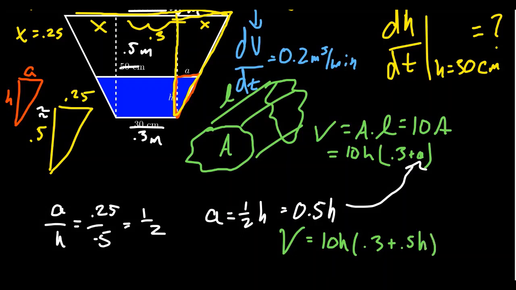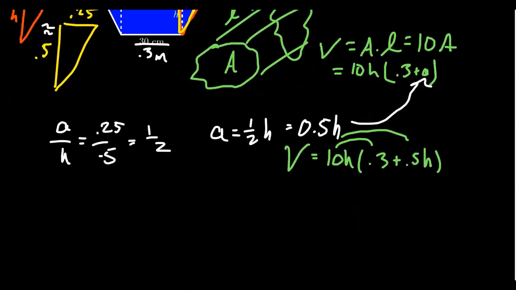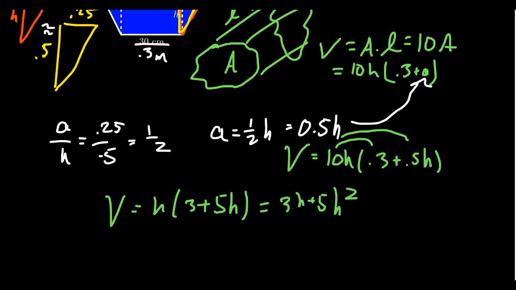And then just to simplify the arithmetic, I'm going to distribute this 10 through, because multiplying by 10 just moves the decimal place by 1, right? So we get that the volume equals h times (3 plus 5h). I'm also going to distribute the h through, and so we get 3h plus 5h squared. We're now ready to take the derivative of both sides, and we're going to take the derivative with respect to time, d/dt, like so.